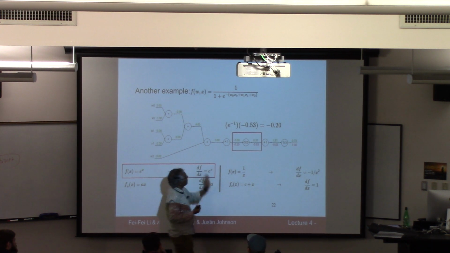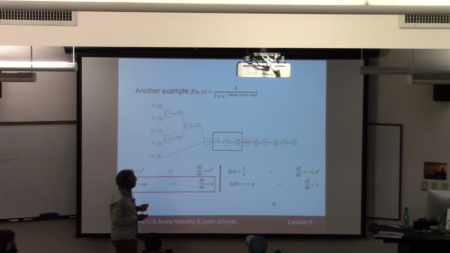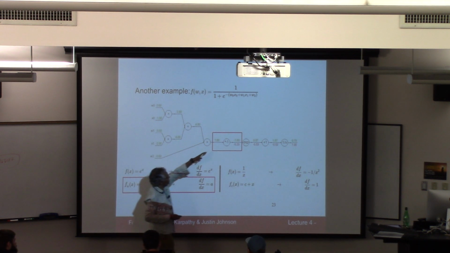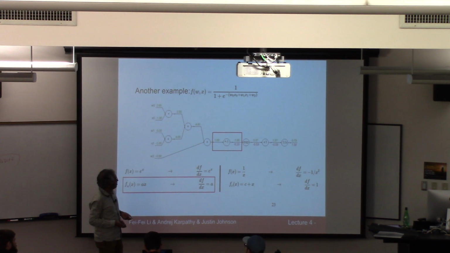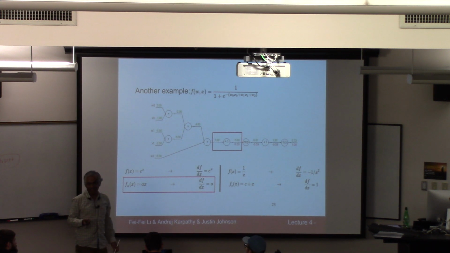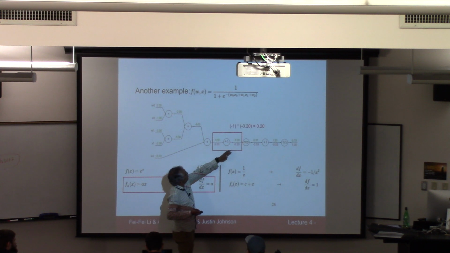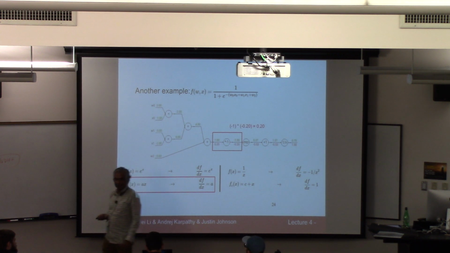I'm just doing this step by step here. And I continue here, multiplying by minus 1. If you multiply anything by minus 1, d of minus x by dx is minus 1. So this minus 0.20 should become plus 0.20.